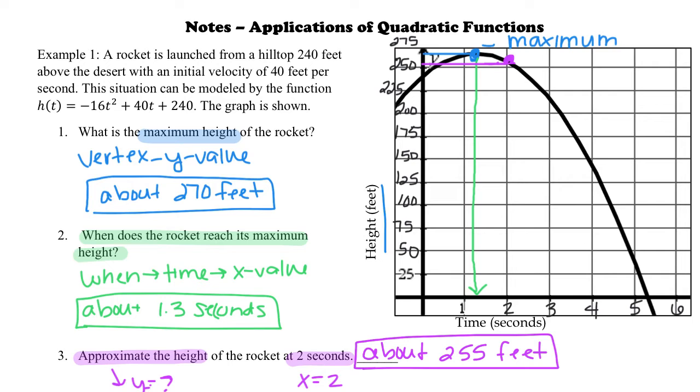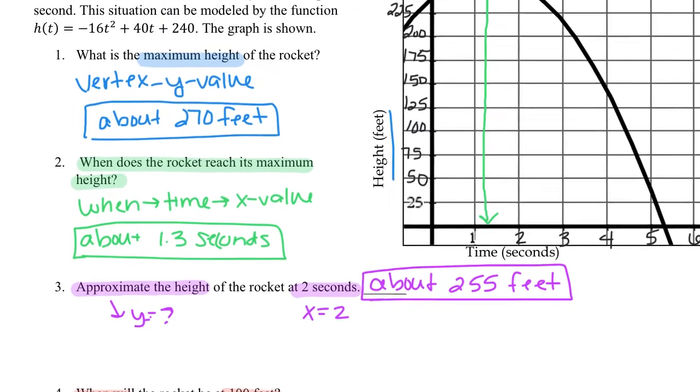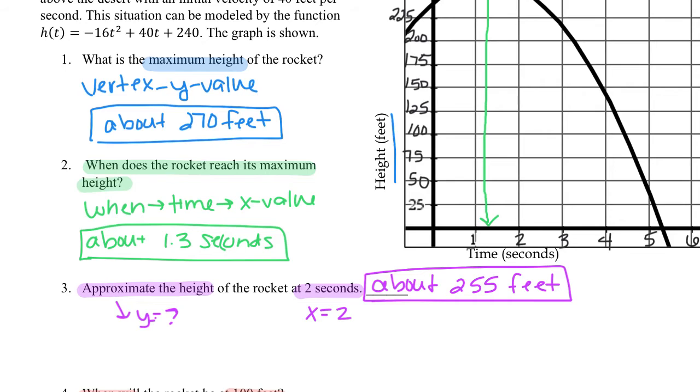It's not perfect. Number 4, when will the rocket be at 100 feet? So again, when will, that means you don't know time. So you're looking for x, and it says 100 feet. Well, that's your y. So same idea. They're telling me that y is 100. So on my y-axis, I'm going to find 100, move over till I find my graph, and I'm going to plot my point.